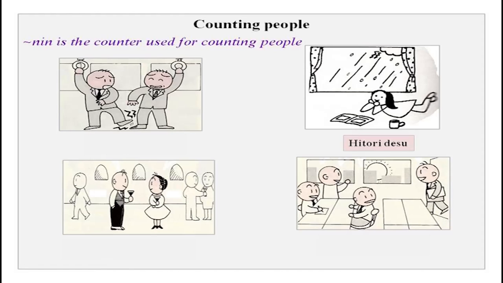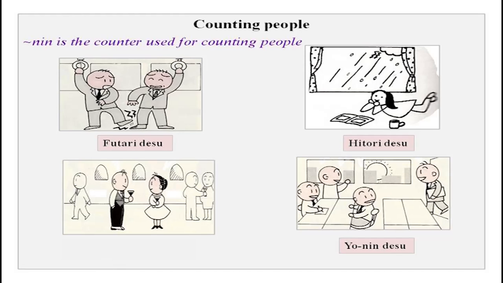Hitori. In this picture over here, you see a single person, a girl, reading something, maybe thinking. So, hitori desu. Over here, we have two people, futari. Hitori and futari are the two exceptions over here. You can ask, nan nin imasu ka? In the first picture, hitori desu. Nan nin imasu ka? Futari desu. You have how many people, can you tell me? Well, yonin desu. So, you have four people here, yonin.